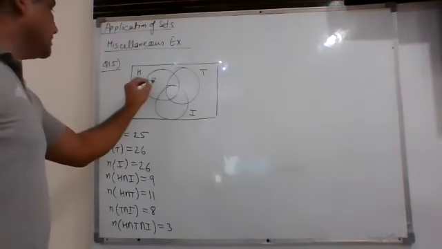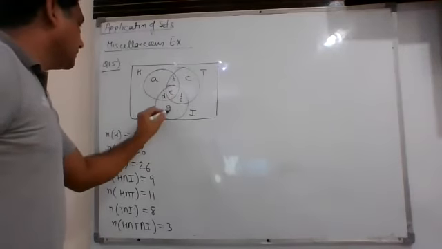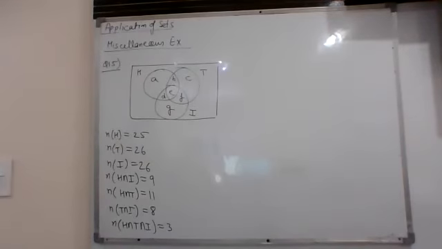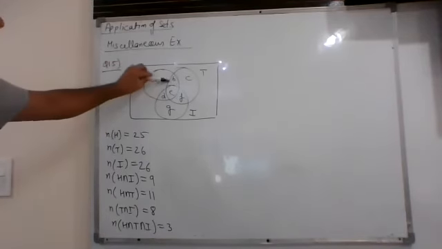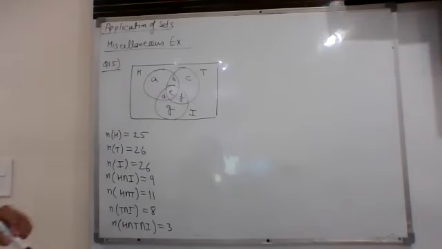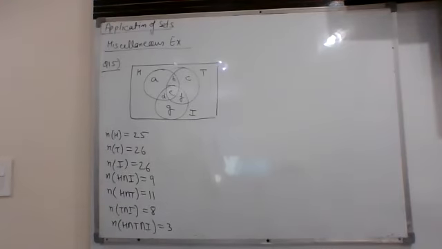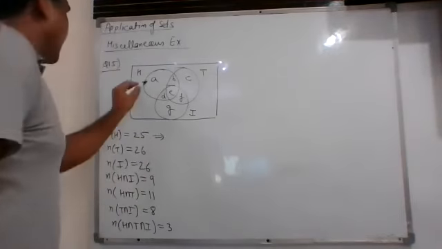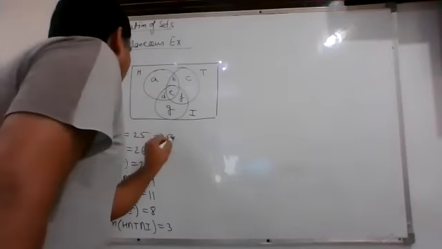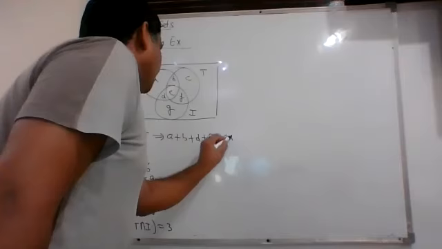So this is how you will proceed. You will call this A, this B, this C, D, E, F, G. Now A means exclusively this portion, B means exclusively this portion, and so on. So they are not overlapping now, they are exclusive portions. Now, let us write this data in terms of A, B, C. When you decode the data, you can see that n(H) can be written as A plus B plus D plus E. So A plus B plus D plus E is equal to 25.